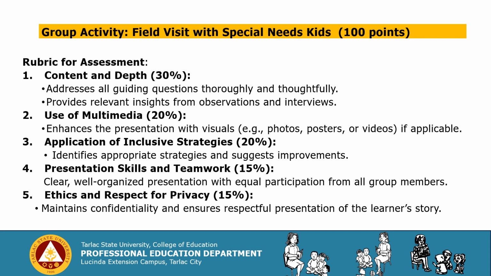Number two, use of multimedia, 20%. Enhances the presentation with visuals, for example photos, posters, or videos if applicable. Number three, application of inclusive strategies, 20%. Identifies appropriate strategies and suggests improvements. Number four, presentation skills and teamwork, 15%. Clear, well-organized presentation with equal participation from all group members. Number five, ethics and respect for privacy, 15%. Maintains confidentiality and ensures respectful presentation of the learner's story.